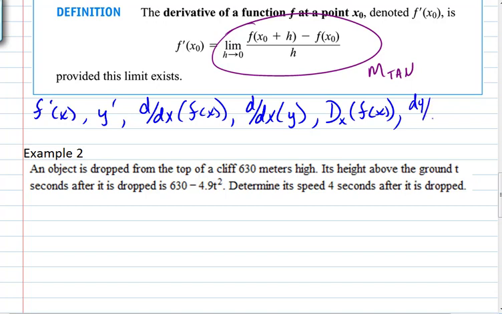dy over dx. That means the derivative of y with respect to x. And that's probably the one that you're going to see the most. So I should have written it first.